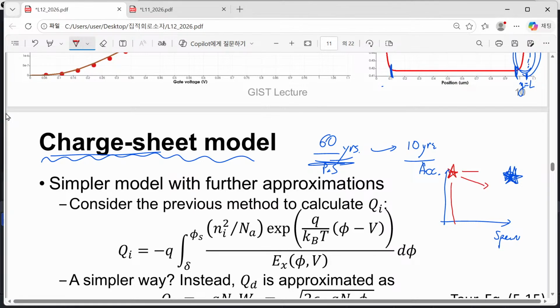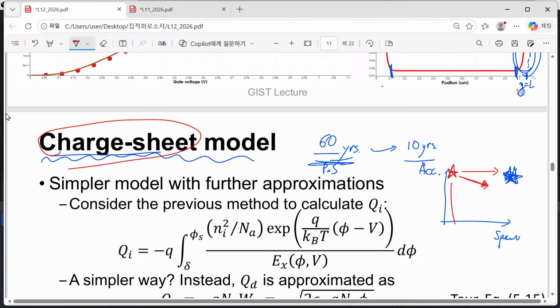The best way would be just a parallel shift, keeping the accuracy and just increasing the speed. Wow, but that is not usually achievable. So what we have done is reasonably sacrificing our accuracy, but instead increasing efficiency quite a lot. So that is our current model, which will be called the charge sheet model.